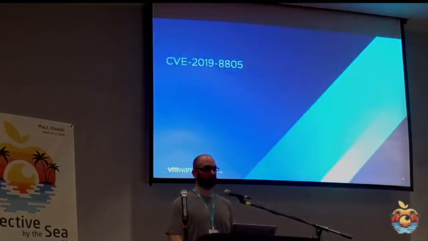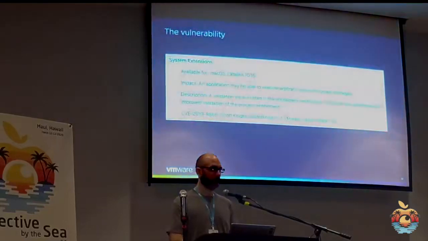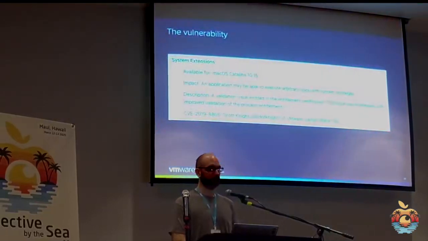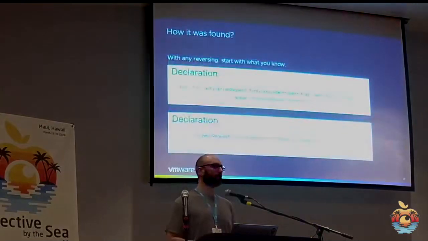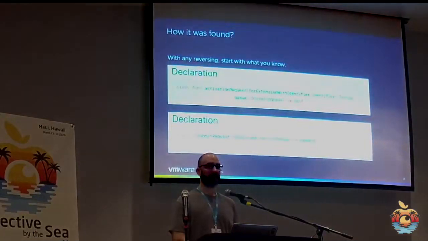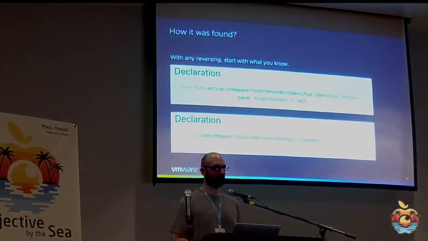So onto this vulnerability, CVE 2019-8805. Apple described it as just a validation issue that existed in entitlement verification. So I'm going to go into how I went about finding it, my process, and some of the stuff that I reversed for that. With any reversing, I start from the APIs, looking at what's known, what's public, as a point to start digging into this stuff.